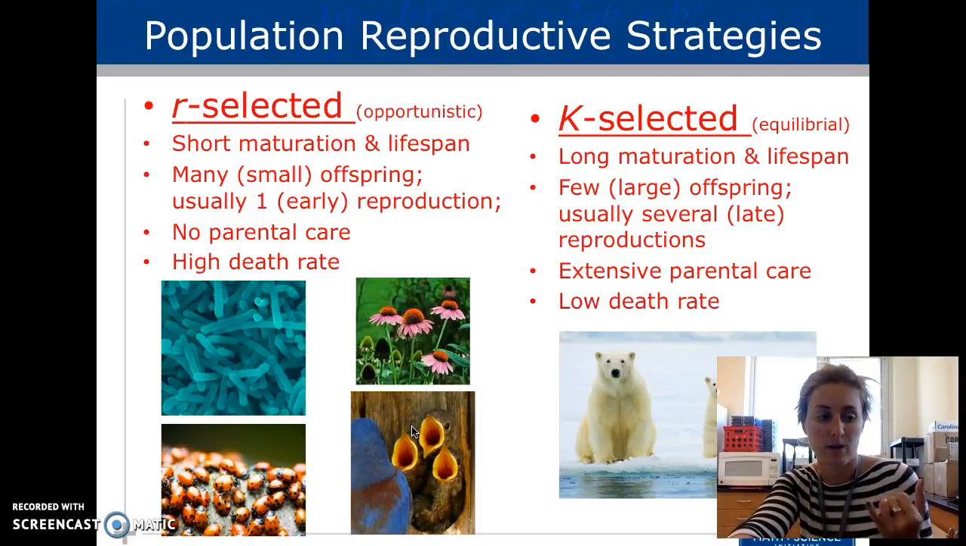Think any endangered species, rhinos, elephants, things that were poached, right? They all really struggle.